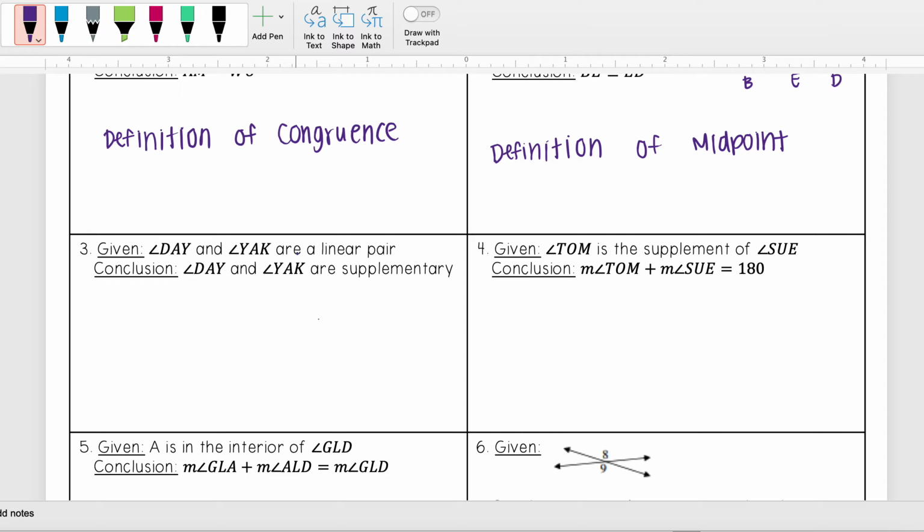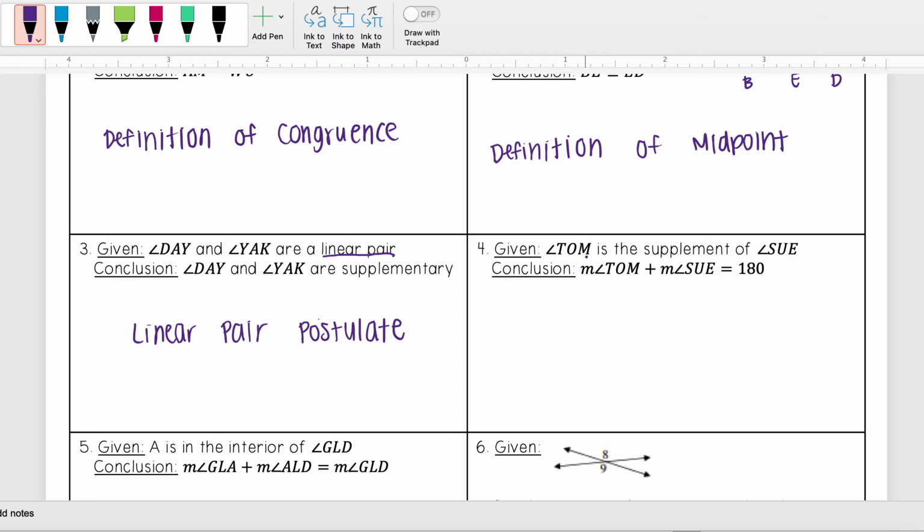Number 3, angle LAY and angle YAK are a linear pair, and my conclusion is that these two angles are therefore supplementary. So here I'm given that these two angles are a linear pair. It is really tempting to go and say that this is definition of linear pair. But actually, if you go back to your last unit, the definition of linear pair was that it's just two angles that are adjacent and form a straight angle. Now, the conclusion that these are therefore supplementary, that actually comes from the linear pair postulate. And you can find that in the previous unit's notes.